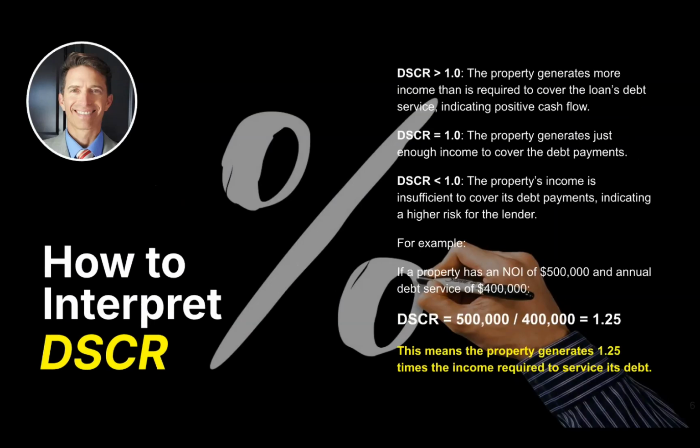How to interpret DSCR? So basically, if the DSCR is greater than 1, the property generates more income than is required to cover the loan's debt service, indicating positive cash flow. And this is what most lenders will require. We might or might not talk in this course about no DSCR loans, but in this case, we want to get good at what we will focus on, which is being able to master DSCR. And maybe we'll have some examples later on as to having some no DSCR loans.